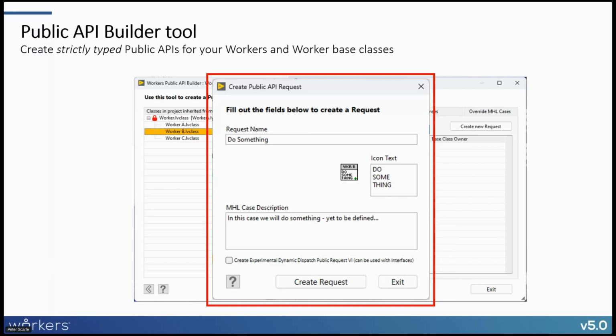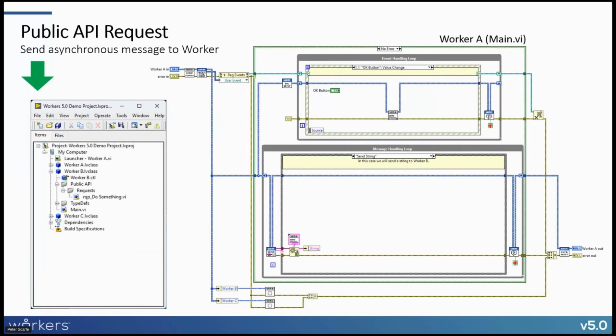And similarly to the local request, here you must provide a name for the request, provide some icon text and a description, and then press Create Request. And the tool will create the public request VIs, a message type def for the request, and also a case in the selected worker's message handling loop to receive the public request message. And the new public API request VI will be added to the selected worker. In our example, it's worker B, under the folder Public API Requests that you can see here.